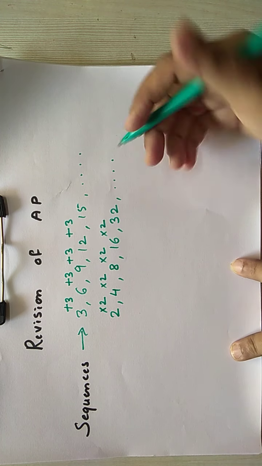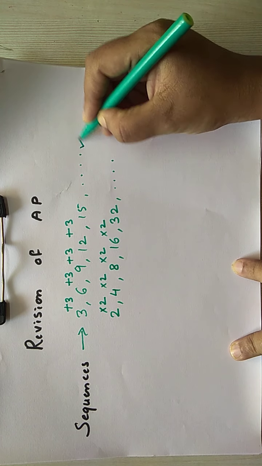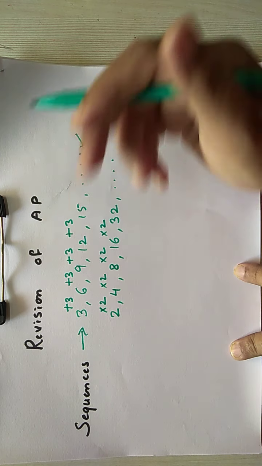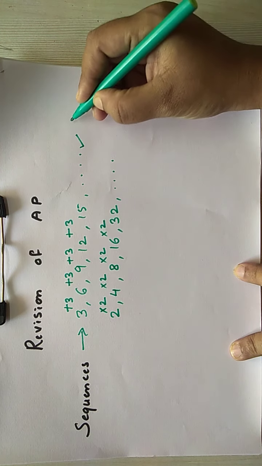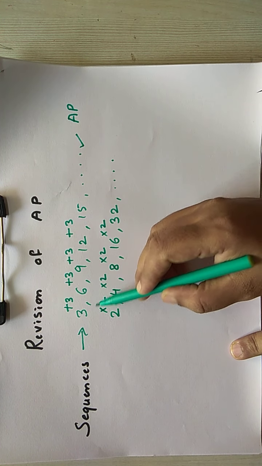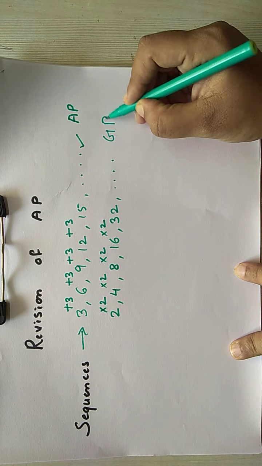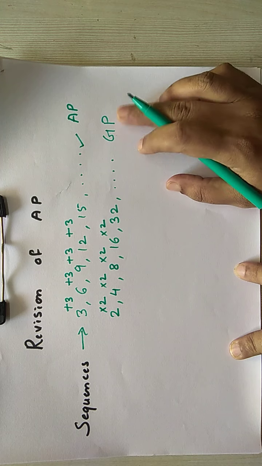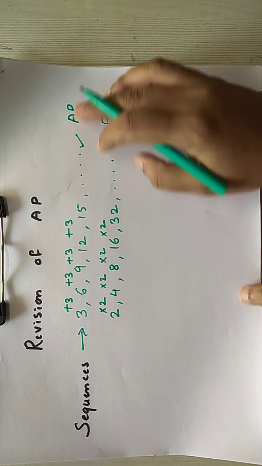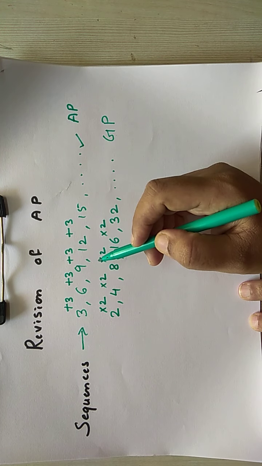So we'll be learning about such sequences, but for now in 10th standard we'll be learning only those sequences where you add a number to get the next number of the sequence. Such sequences are called AP. When you multiply by a common number to get the next number, we call it GP, geometric progression. Geometric progression will be done in higher classes, not now, but in 10th standard we will be learning only arithmetic progression, where you add a number to get the next number.